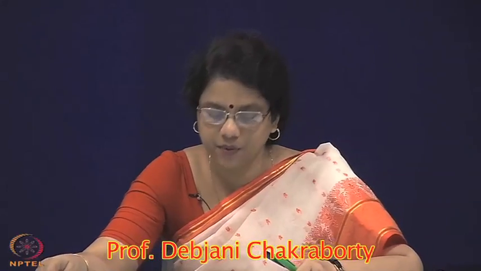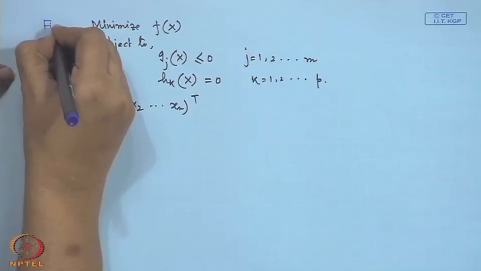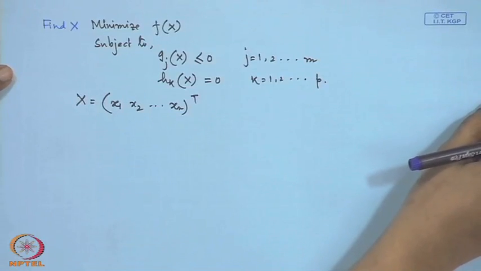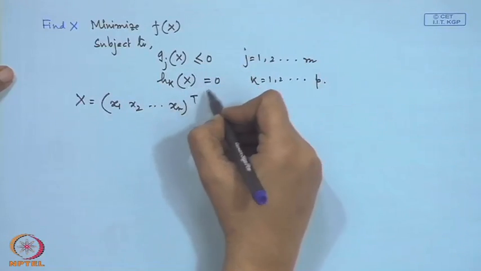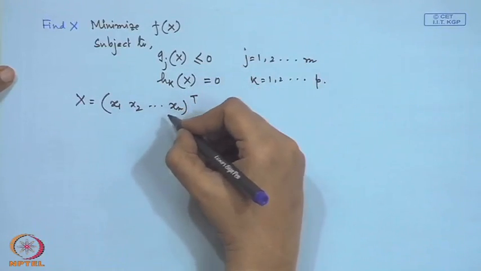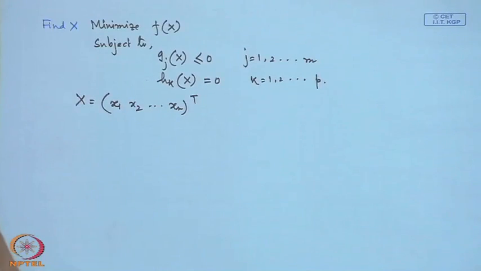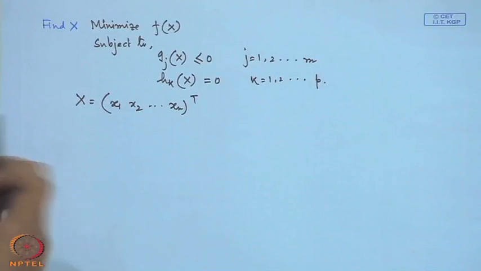Now, today we are dealing with the constraint optimization problem. This is the general form of a constraint optimization problem. Find the decision vector x that minimizes the function f(x), subject to the constraints g_j(x) less than or equal to 0 and h_k(x) equal to 0, where the decision vector has n components, the decision variable vector. Here we have considered m inequality constraints and p equality constraints.